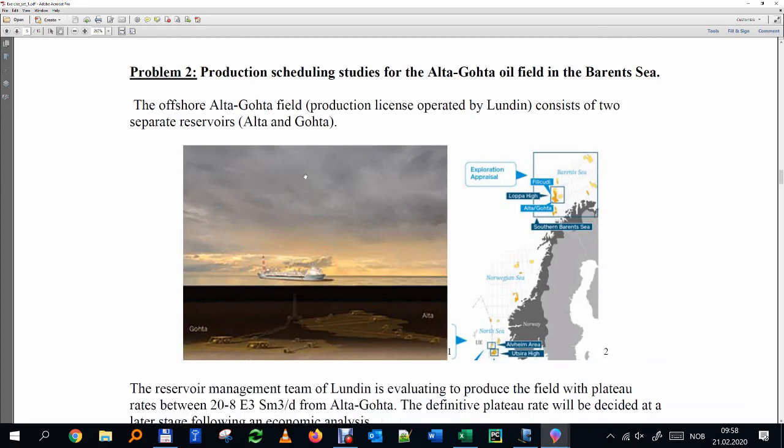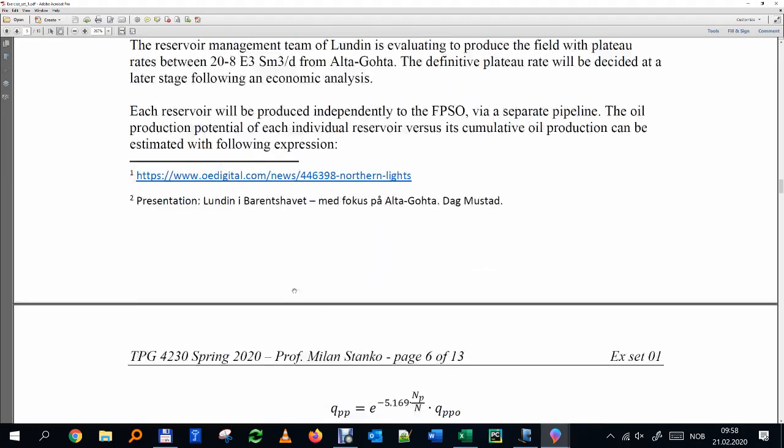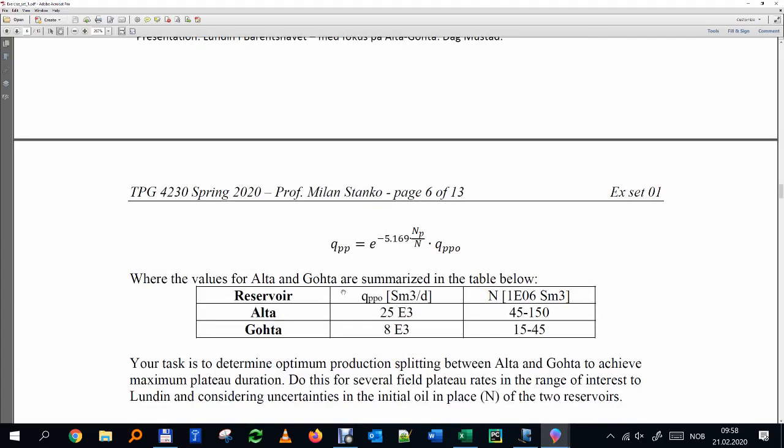The second problem is actually also from a real field, which is in development currently. You have Altagota, with 2 reservoir units, and the main idea here is to try to see how you can split production to maximize the plateau of the field. Okay, you have 2 units that are producing, and you have to have some field plateau rate. So you want to see how much to produce from each unit.